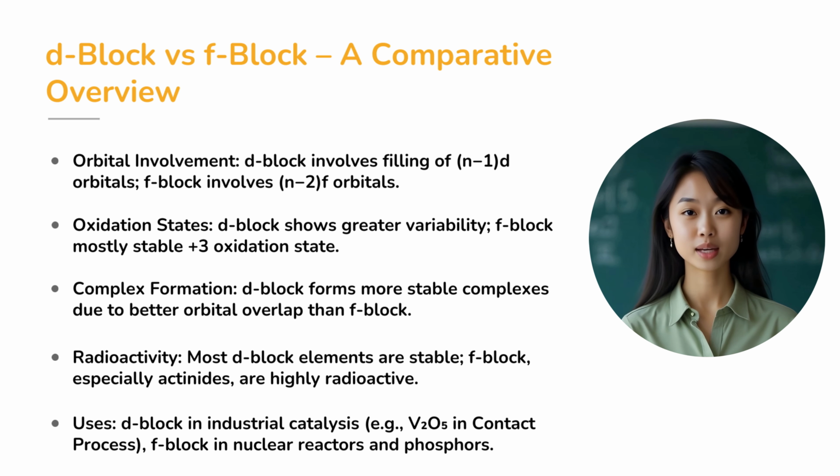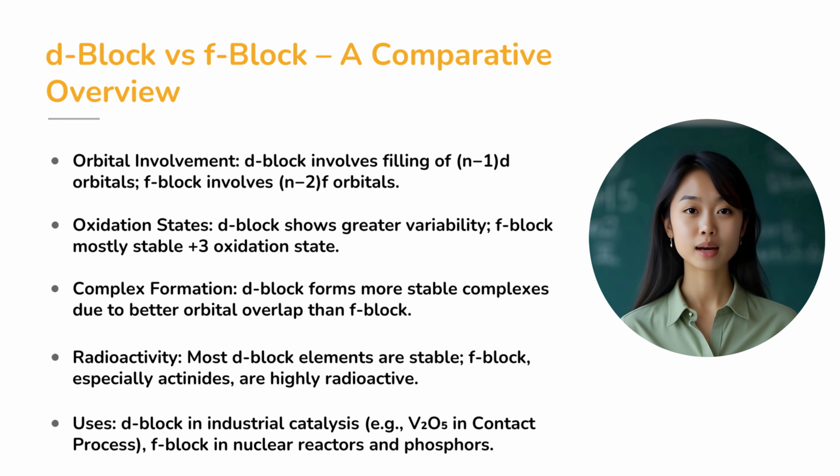Let's now compare our two players, the d block and the f block. The d block elements fill their (n-1)d orbitals, while the f block fills the (n-2)f orbitals, a deeper and more shielded region of the atom. When it comes to oxidation states, d block elements take the crown with a wide variety. F block, especially lanthanides, tend to stay loyal to the +3 state. In terms of complex formation, d block elements are much more efficient thanks to their smaller size and higher charge density. Radioactivity is another key point.